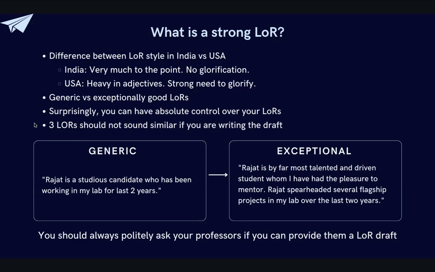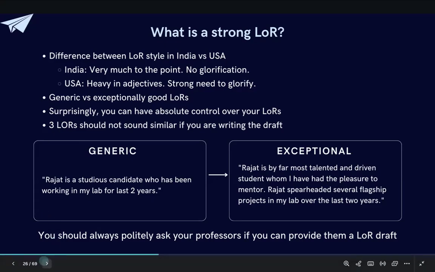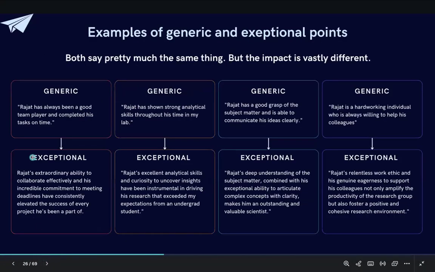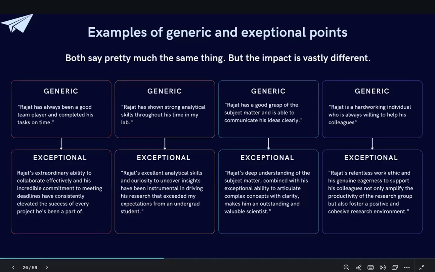So this is what I mean by saying that these documents should be coherent and they should tell the same story. It's fine if you feel that there's a repetition here and there, but they should tell the same story basically, right? Now, here I have mentioned a few examples of generic and exceptional letters of recommendation.